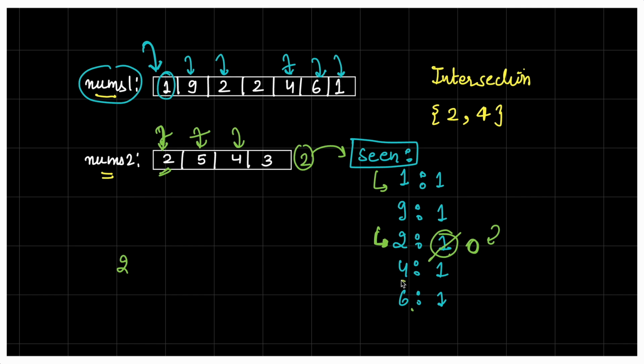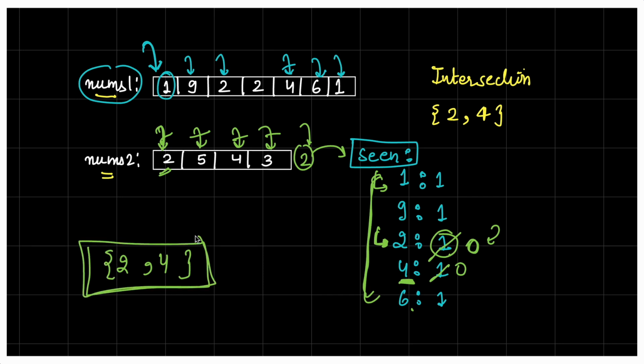We'll come to 4 and we have already seen 4 in nums1. So we'll go and change the value and we'll store it as a part of our result. Then 3 is also not part of nums1, so we'll not include 3. And finally, when all the elements are traversed, we'll get this. This is going to be our answer. So this is how we can get the intersection of these two arrays. So let's discuss the steps and then we'll code it.